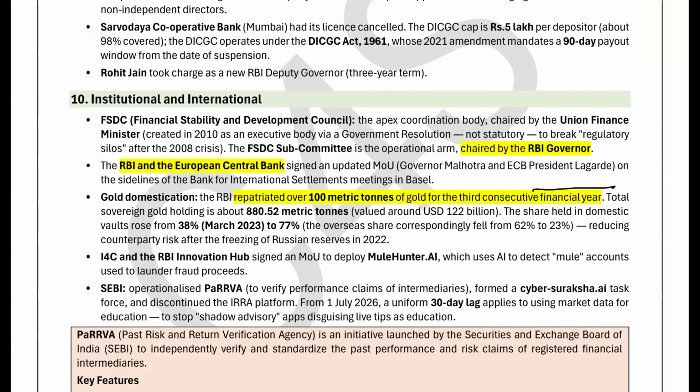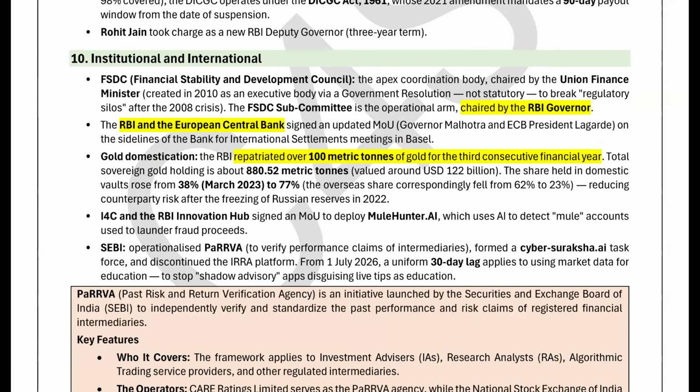10th circular news which is telling about the institutionalization and international. ठीक है? What is the news from the institute's point of view and from the international point of view. So there are something. FSDC, which is the Financial Stability and Development Council, the apex coordination body chaired by the Union Finance Minister, created in 2010 as an executive body via a government resolution, not statutory, to break the regulatory silos. After the 2008 crisis, the FSDC subcommittee is the operational arm chaired by the RBI governor.